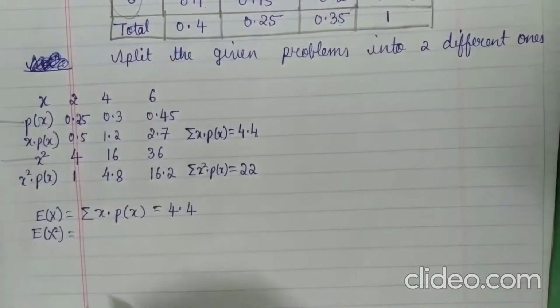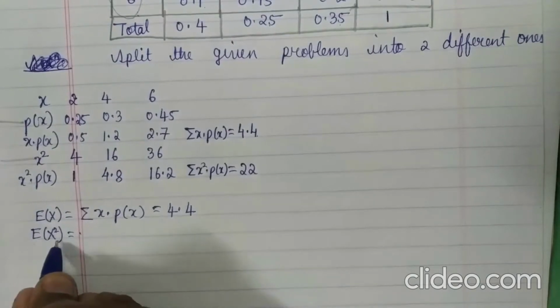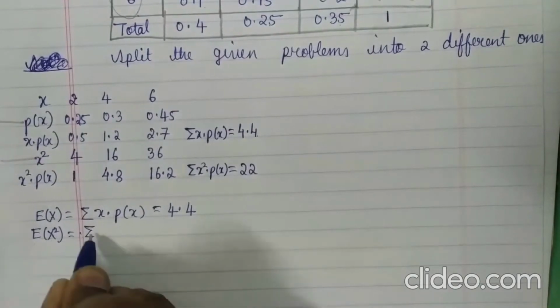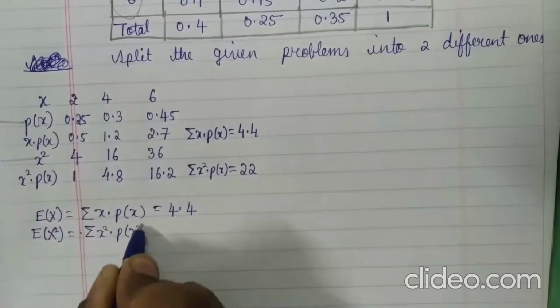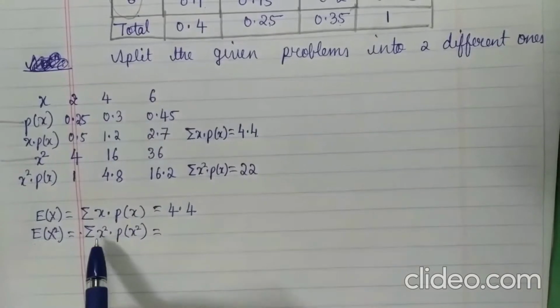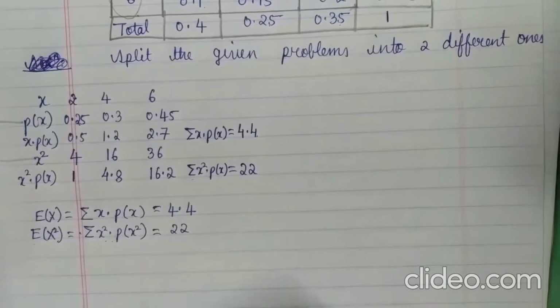Expectation of x square, that is E of x square, is equal to summation of x square into p of x, since expectation of anything is the summation of that thing multiplied by the probability of that thing. We have found out it is nothing but 22.